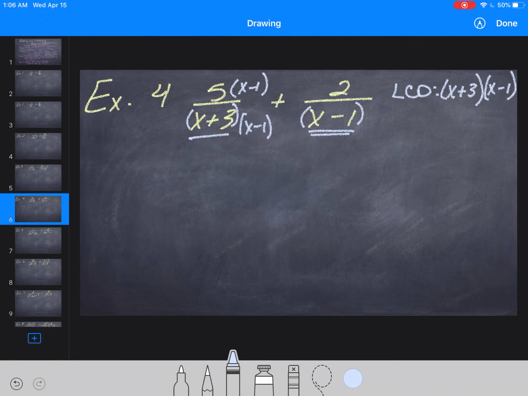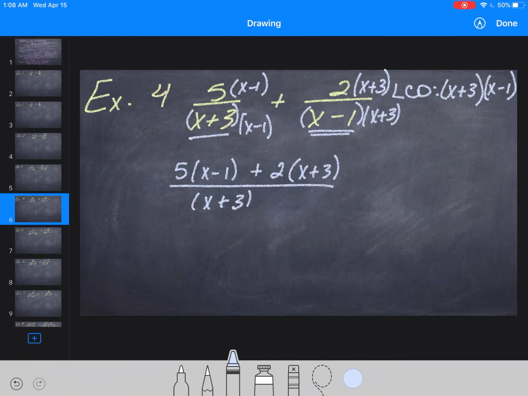Then I look at my second fraction and I can see my factor of x minus 1. I am missing the x plus 3. So I'm going to multiply in an x plus 3 in my numerator and in my denominator. Once I've multiplied in what's missing, I can go ahead and combine my fractions into 1. So I end up with 5 parentheses x minus 1 close parentheses plus 2 parentheses x plus 3 close parentheses all over my least common denominator, which was x plus 3 and x minus 1.